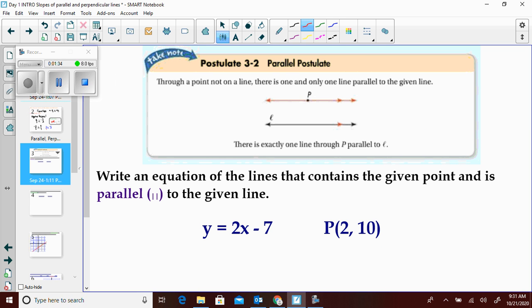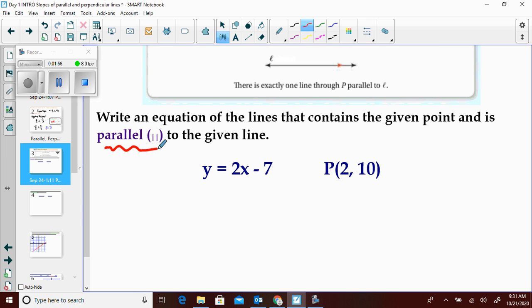All right, let's look here. So the parallel postulate is just something through any one point, there's only one parallel line. You can only draw one line parallel to this line that goes through this point P, because any other line will be a slightly different slope, so it will intersect. So if you have a line and a point, you can only draw one line.